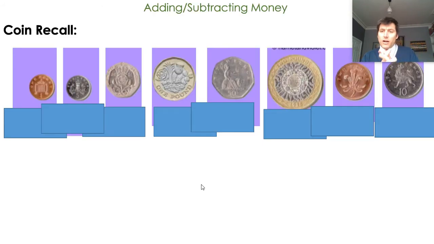Okay, so I've jumbled up my coins. I've got all mixed up. I'm very rich though, you see. Now, can you remember what each one of these coins is worth? So starting on the left, going to the right, pause the video and write down the value of each of them. Lots of them are pretty easy because if you look really close, you can see the number on the coin.